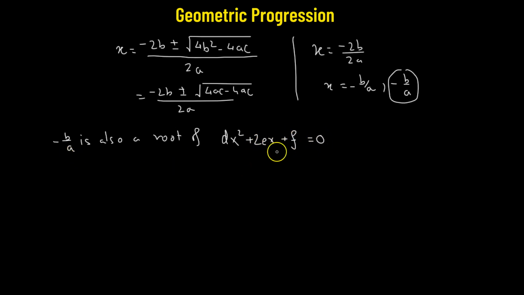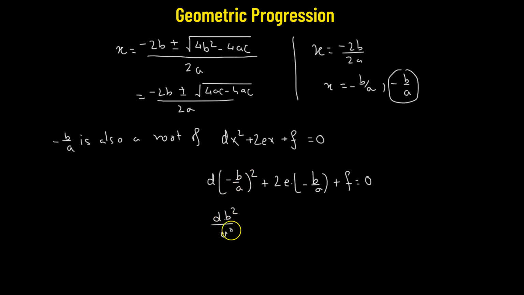That means this root must satisfy the given equation. So in place of x, we can replace it with negative b over a. So we have d multiplied by negative b over a whole squared plus 2e times x, where x can be replaced with negative b over a, plus f equals 0. Let's solve this. We have d times negative b over a whole squared, which will give us b squared over a squared, minus 2be over a plus f equals 0.